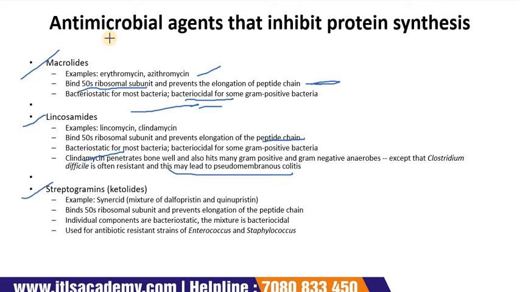Next is your streptogramins, also known as ketolides. In this, a mixture of dalfopristin and quinupristin is used. Their mode of action is also based on the same process, meaning they bind to the 50S ribosomal subunit and prevent the elongation of the peptide chain. Individual components are bacteriostatic and the mixture is bactericidal, used for antibiotic resistant strains of Enterococcus and Staphylococcus.